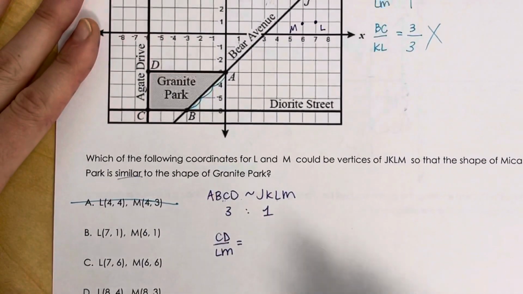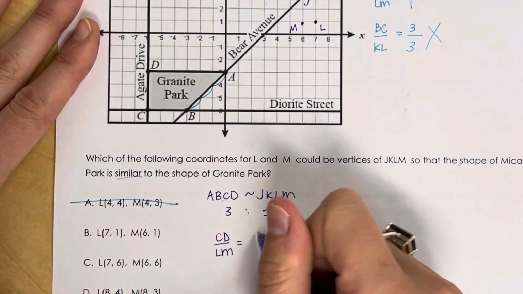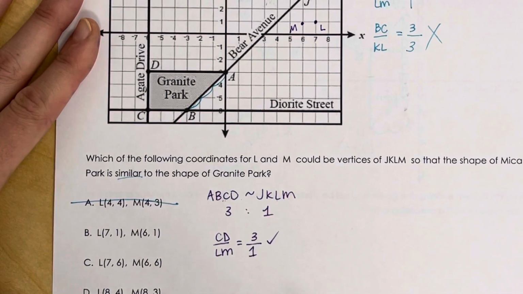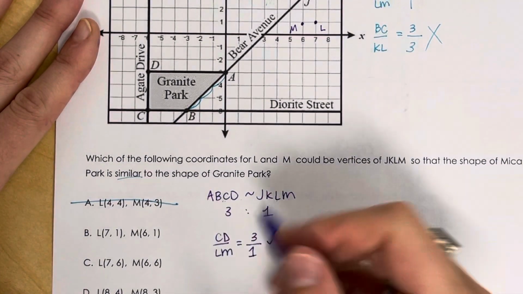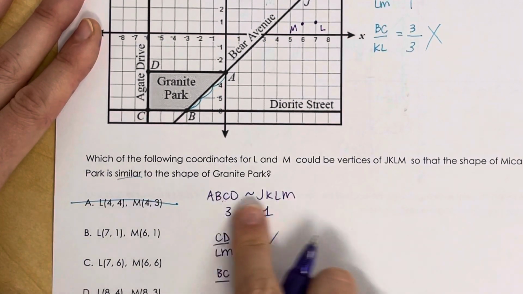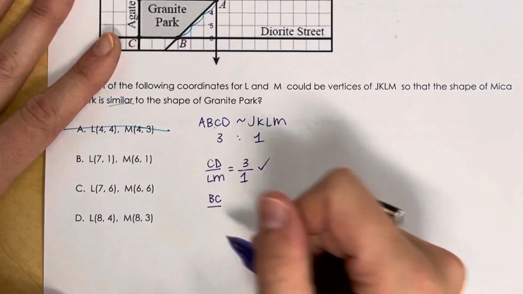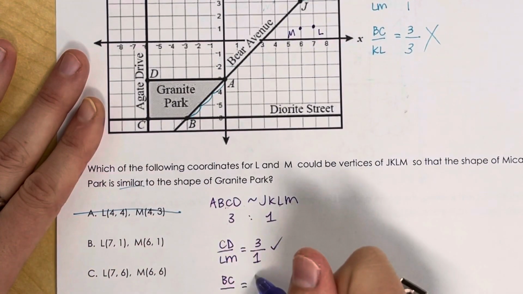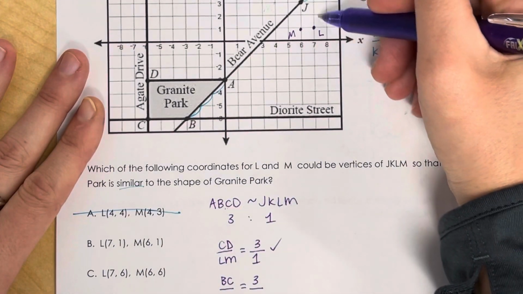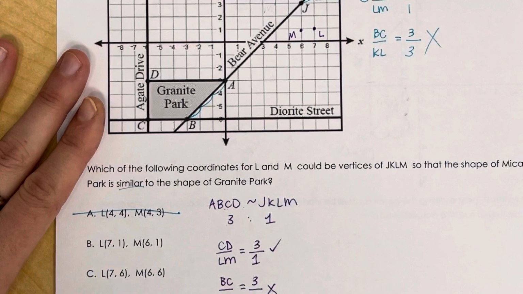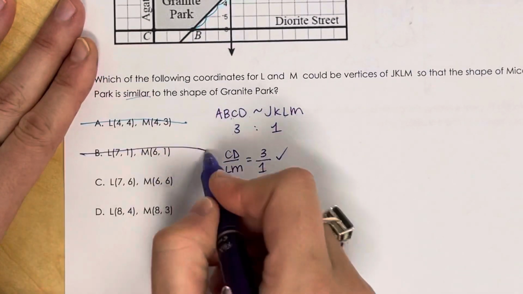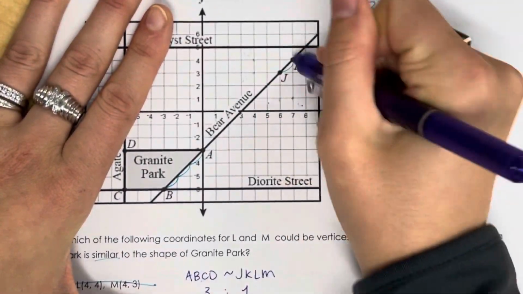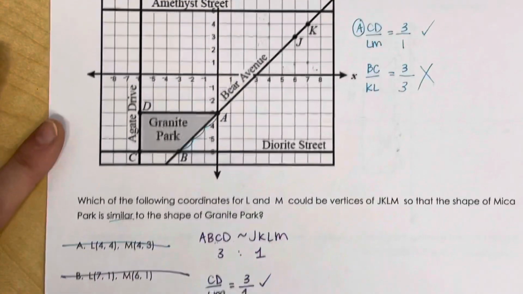So let's see if it works. C to D is 1, 2, 3. L to M is 1. That looks like it works. I have to still do B to C, and that would correspond with K and L. So B to C is 1, 2, 3. K to L is 1, 2, 3. Whoops, okay, that's not a 3-to-1 ratio. Doesn't work, so already I know B is not my answer. Now I've got a 50-50 chance. Let's finish up and see if it's the next one.